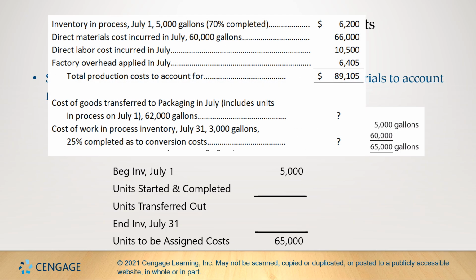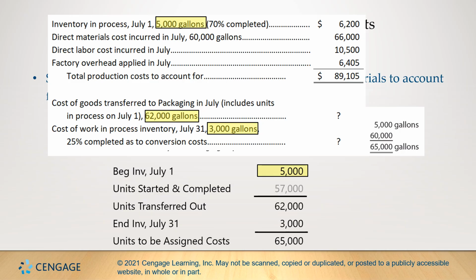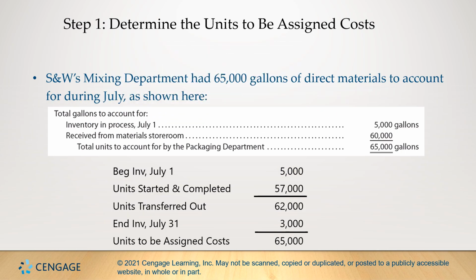Looking back at the rest of our data, we can confirm our beginning inventory. We can also identify our ending inventory. The cost of goods transferred to packaging is our units transferred out. So our units started and completed is 57,000 gallons. Please note how our materials received ties out to our units started and completed plus our ending inventory.